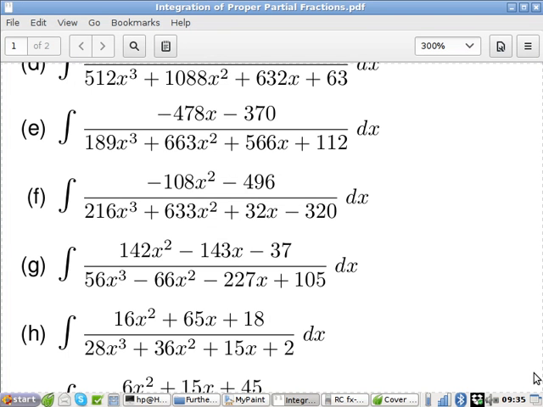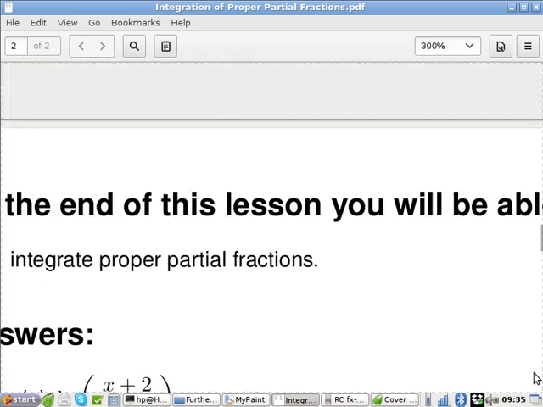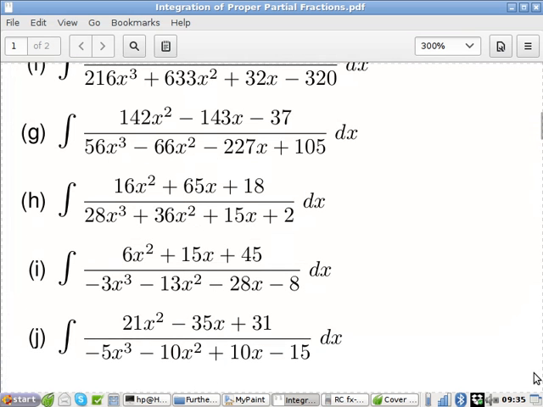G? Yeah, G's a good one to do. G, if you can write that down, please.